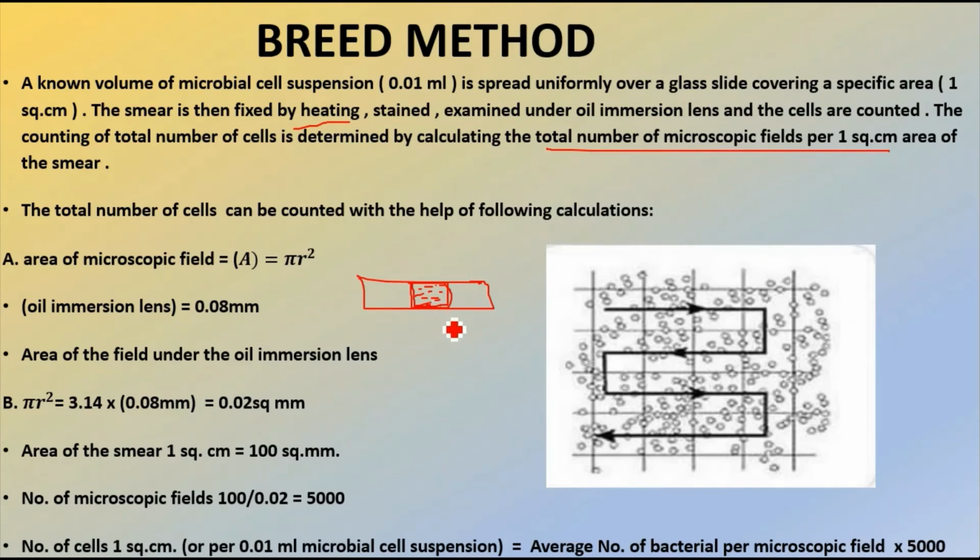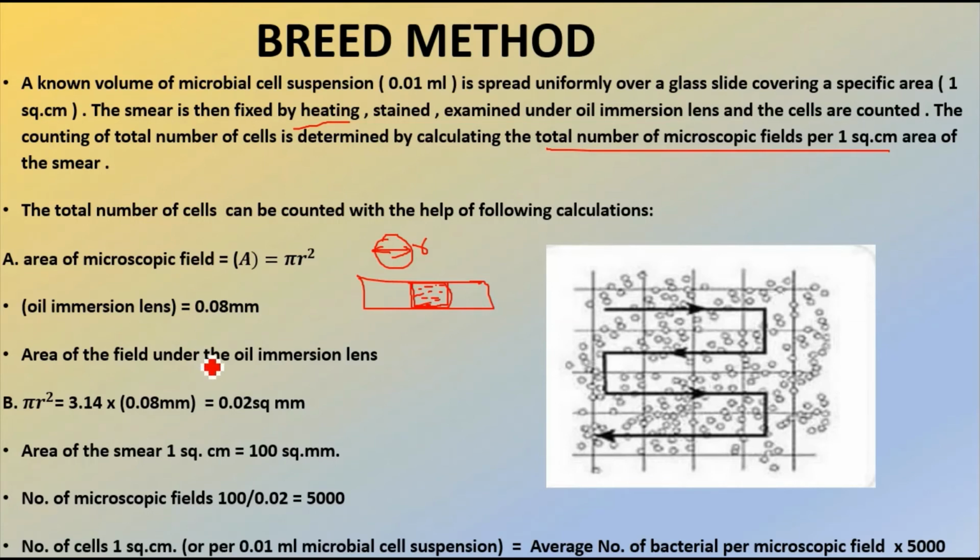So let's see how we calculate it, mainly starting with the area of the microscopic field. We know that any circle has a radius r, because when you look into the microscope the field is circular, so that area is calculated first as pi r squared, and the oil immersion radius is 0.08 mm.